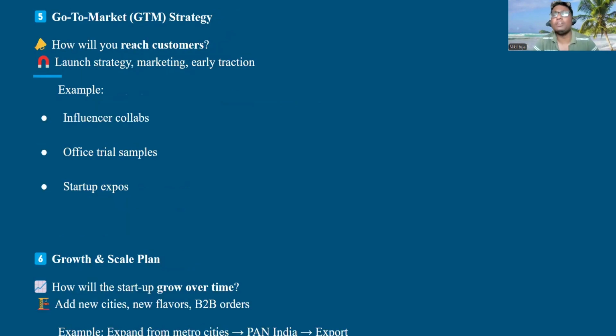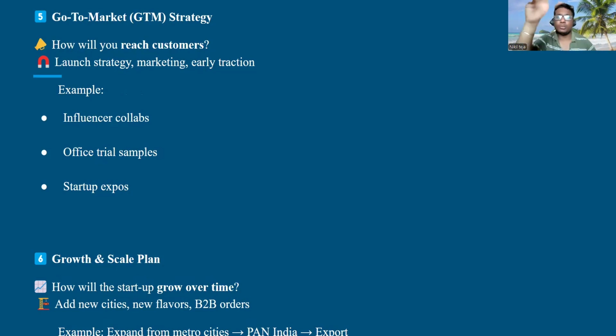Go to market strategy is nothing but how you will be reaching your customers, right? How you will be communicating with your customers about your product. So launch strategy, marketing, early traction. In launch strategy, you will be going with different launch strategies like digital marketing, discounts, penetration and skimming, all those things we have learned in the pricing strategy framework, right?